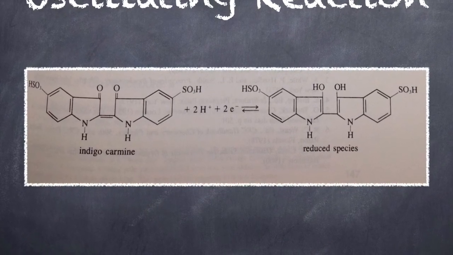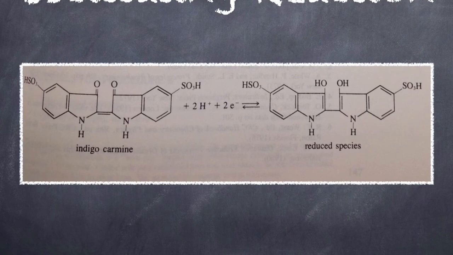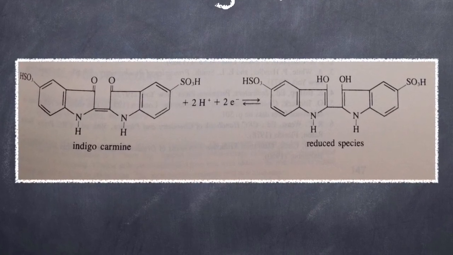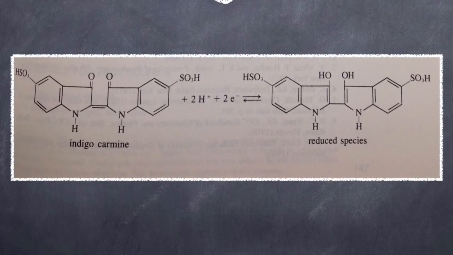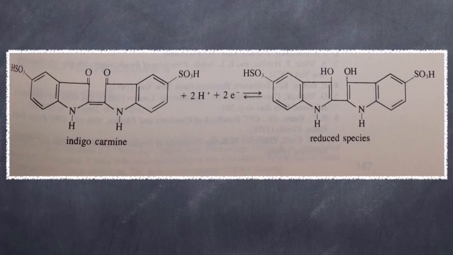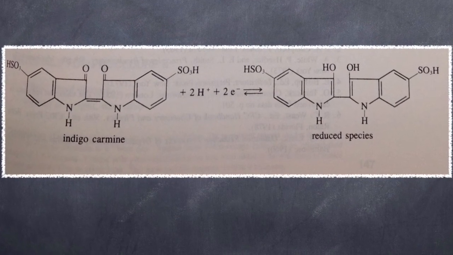The equation above displays indigo carmine's initial contact with glucose. This is shown by the two H+, which reduce the indigo carmine and cause it to turn yellow.